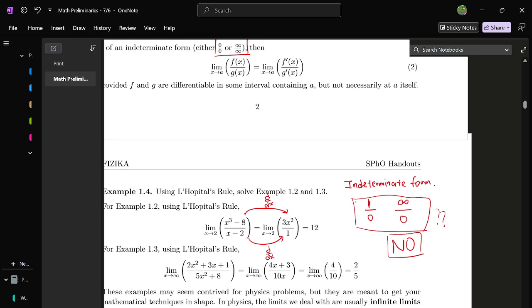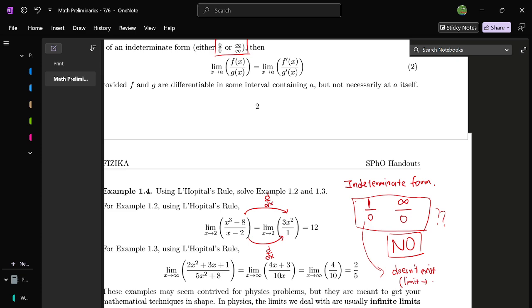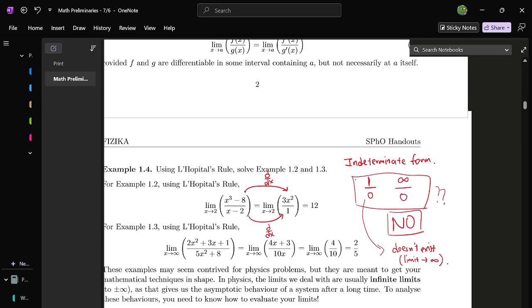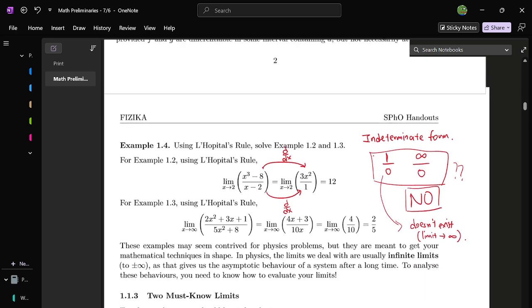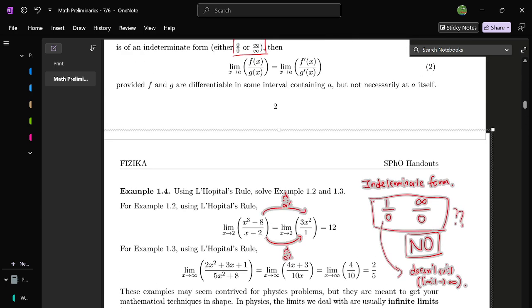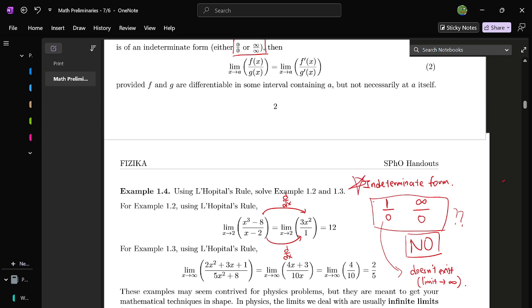Instead, most of the time, if you have a form like that, the limit either doesn't exist or you have to do some other funny tricks to get the limit. So in this case, if you substitute in and you get 1 over 0, this actually means that the limit doesn't exist as x tends to infinity. So just be careful with what an indeterminate form is.